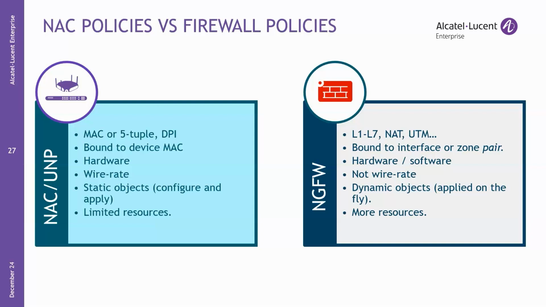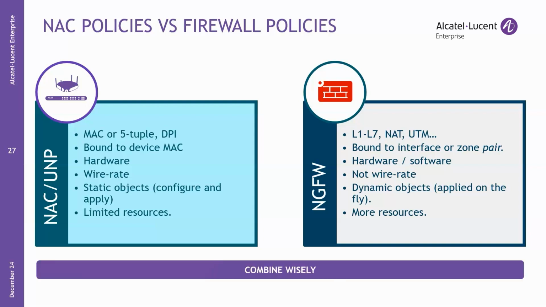NAC policies are static objects in the sense that things such as IP addresses are hard-coded, whereas in a firewall, policies can contain dynamic objects such as a host name instead of its IP address. This makes firewall policies easier to maintain. Lastly, switches have limited resources, specifically the TCAM or ternary content addressable memory, which is used for NAC policies, whereas firewalls have more resources and therefore can implement more and more complex policies. So in short, each has its strong and weak points, and that's why we use them both and combine them wisely to achieve what we need to achieve.